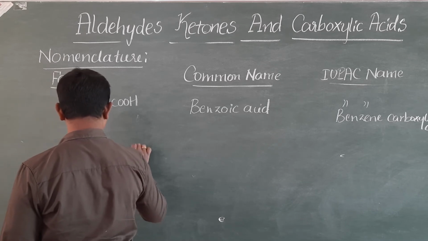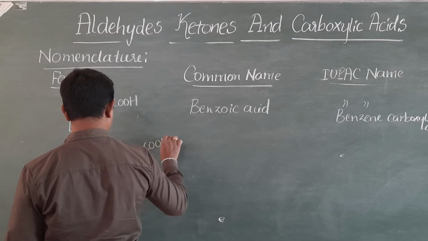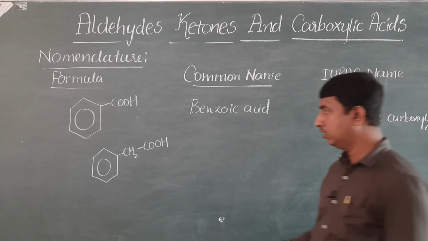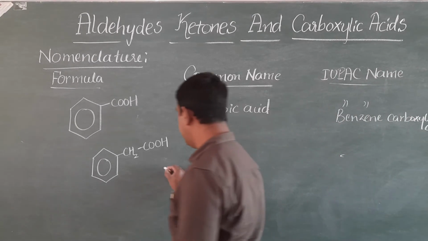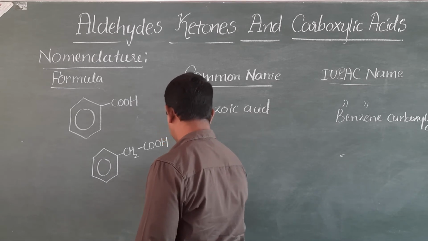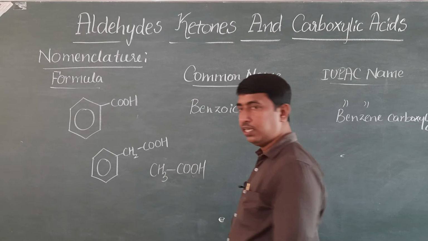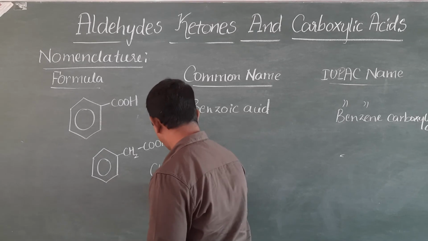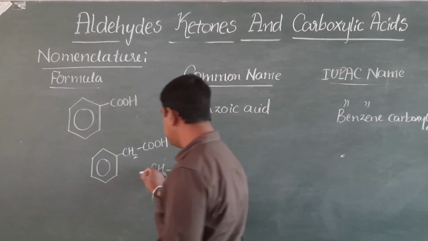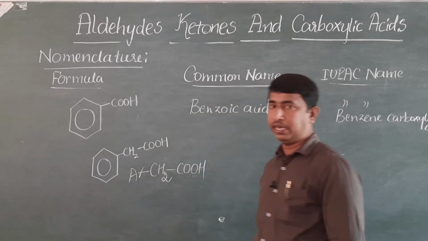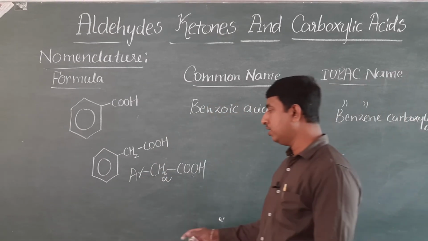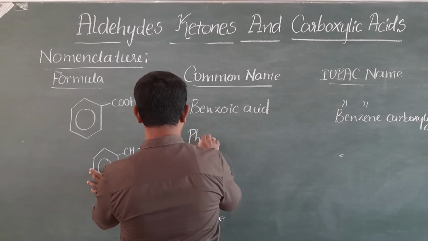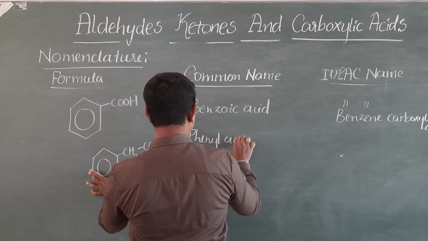Next compound, see, benzene ring containing CH2COOH. This compound is a derivative of acetic acid. Formula of acetic acid is CH3COOH. So here one of the hydrogens has been replaced by an aromatic ring. This group is named the phenyl group. It is phenyl acetic acid.